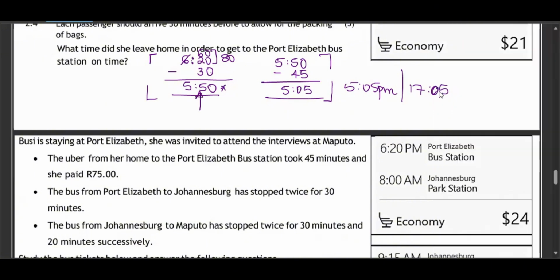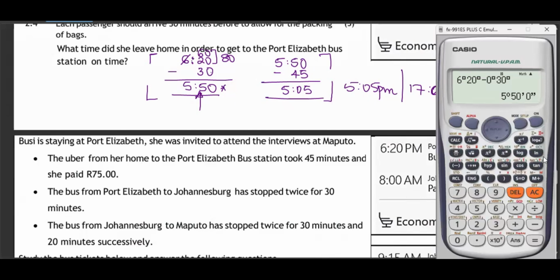Well and good. What next? Over the time, I need to remove 45. So here I'll just say minus 0, because they're not hours, they're 45 minutes, 45. I'll press that. And the answer becomes 5, which is 5 hours, 5 minutes. Please don't write these symbols. Write it in the normal way.